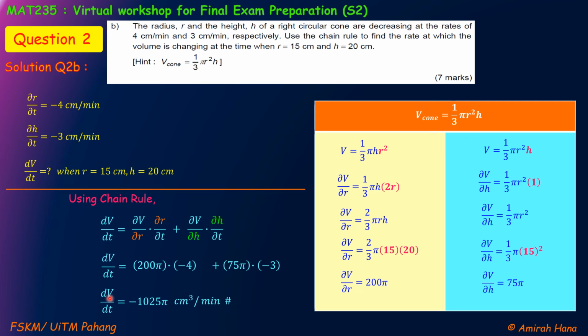From v and t here, we can put a suitable unit. For volume, we write cm cube. Why cm? Because the given unit for del r over del t and del h over del t is cm per minute. So when we find dv over dt, the unit is cm cube for volume over minute for time. This is the final answer for dv over dt. dv over dt means the rate at which the volume is changing. Got it?